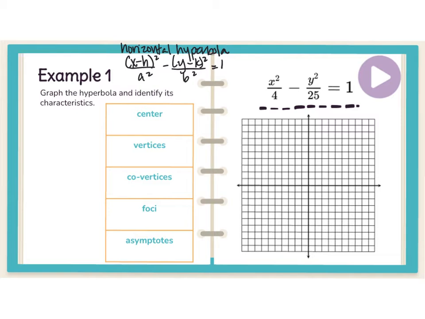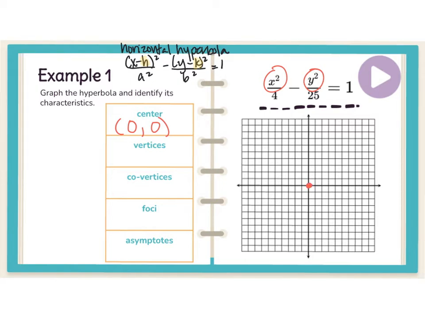So we know that h, k reveals the center to us, but notice that nothing is added to the x or the y in the numerator of the given equation here. So the center is going to be 0, 0. When nothing is added to the x or the y, just assume that, of course, 0 is being added to it. So first thing we're going to do is plot the center right here at 0, 0.